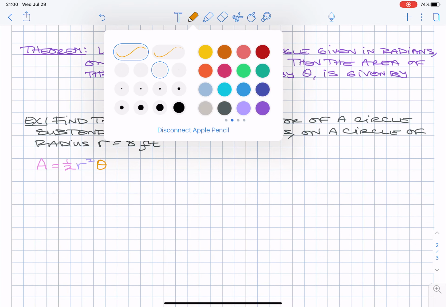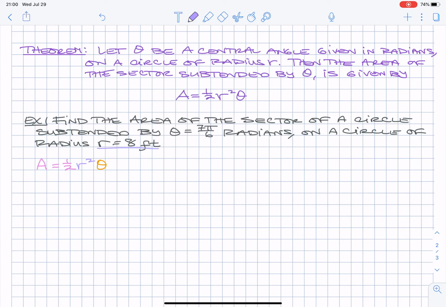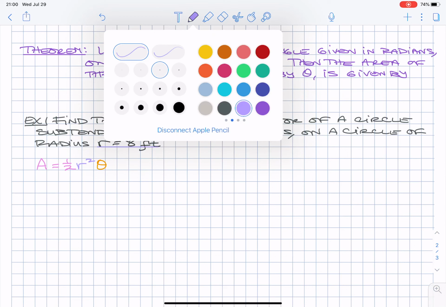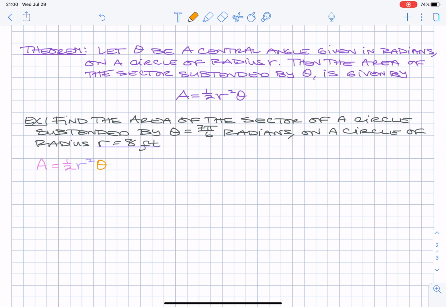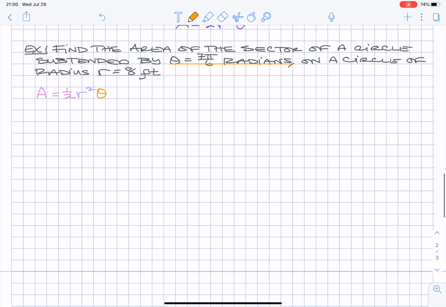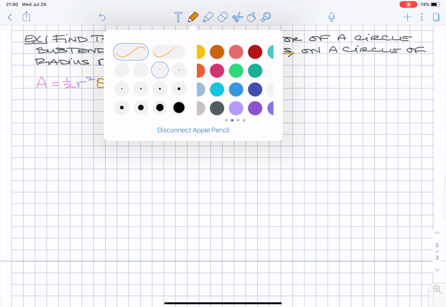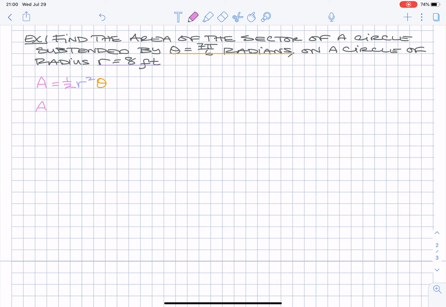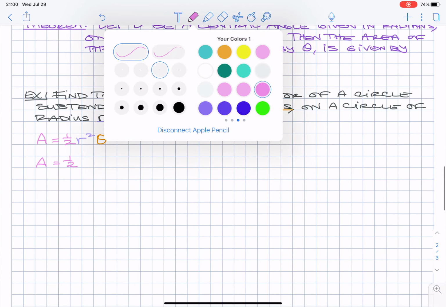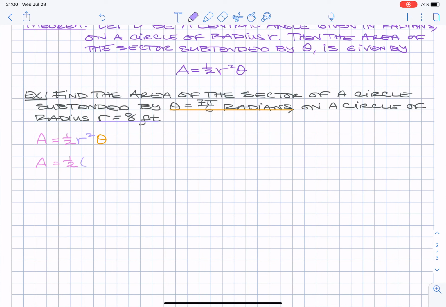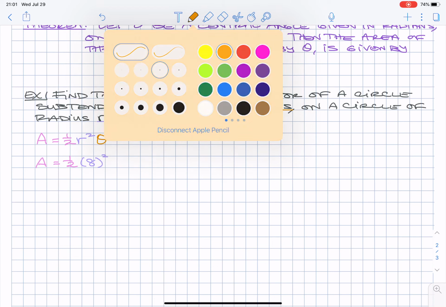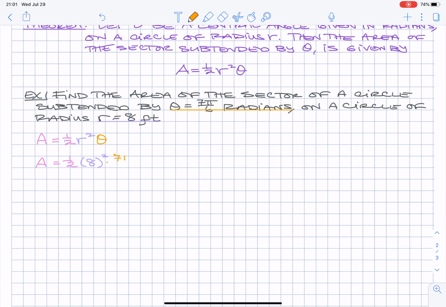Okay, so let's see what I have. I've got my radius is 8 feet. And do I have my angle theta in radians? Yes, I do. So all I have to do is plug in. So I claim that the area of the sector subtended by that angle on that circle is going to be 1/2 times 8 squared times 7 pi over 6.